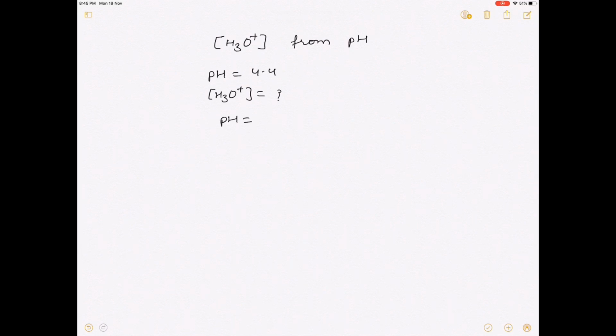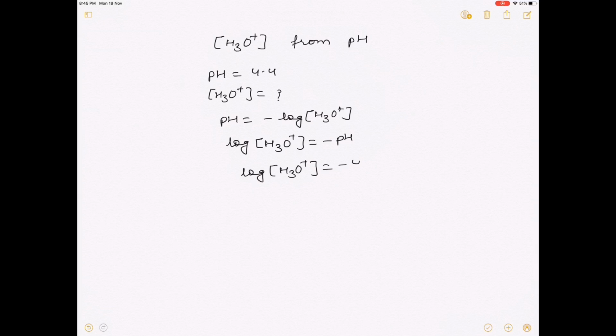Now we know that pH is minus logarithm of concentration of hydronium ion. So we can write this down, now substituting the value. Now this minus 4.4, we can also write down just by adding and subtracting 1. So it makes no difference. This is the same as minus 4.4 only.